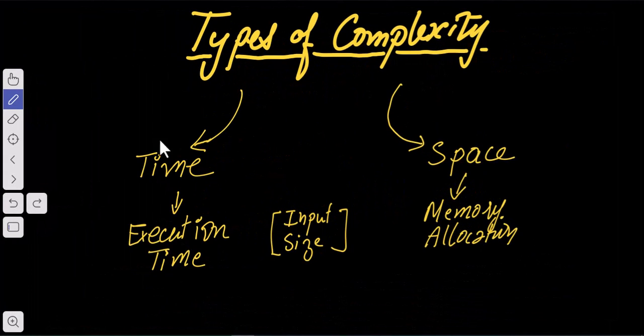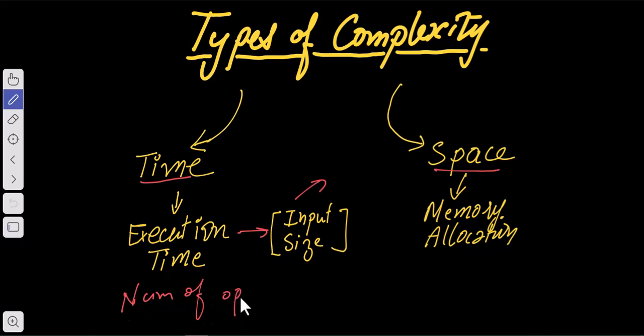Basically, there are two main types of complexity. We have time complexity and we have space complexity. Time complexity tells us how the execution time of an algorithm increases as the input size goes larger, and it is quantified relative to the number of operations done by the execution of the algorithm.